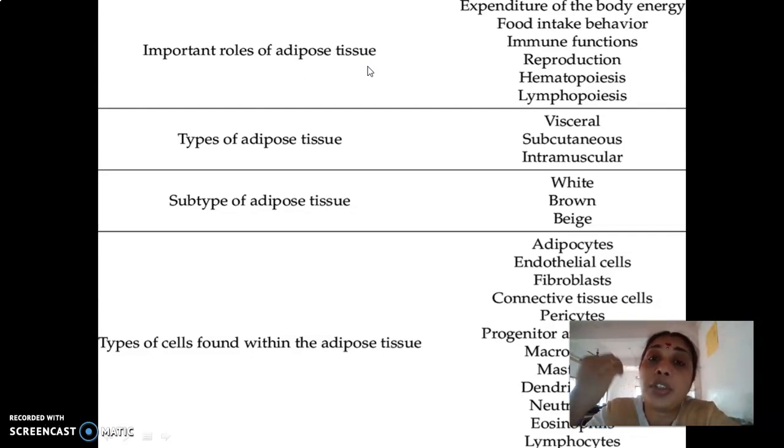If the leptin molecules are not produced by adipose tissue in sufficient quantities, then there will be always a craving for food. ലെപ്റ്റിൻ എന്നുള്ള ഹോർമോണിന്റെ ഫംഗ്ഷൻ ആണ് അത് ബാലൻസ് ചെയ്യുന്നത്. And this leptin is synthesized by adipose tissue.